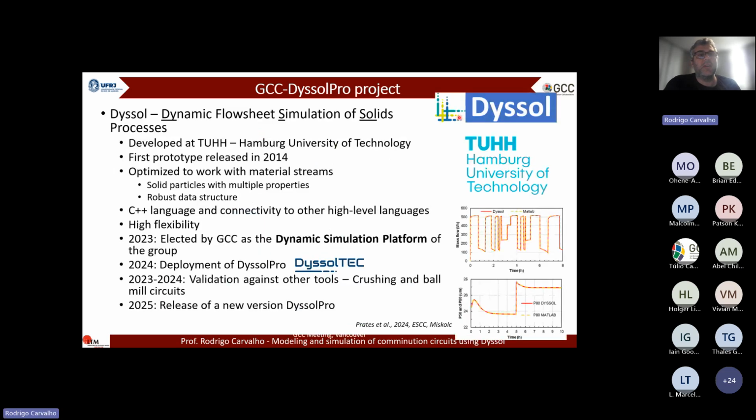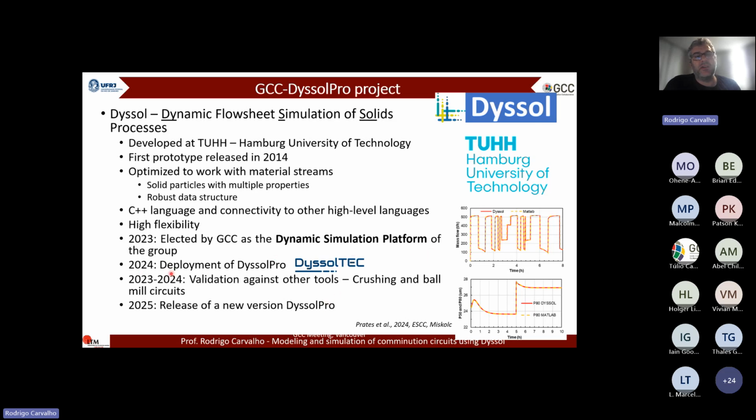So Dyssol is the acronym for the Dynamic Flowsheet Simulation of Solid Processes. It was first developed at the Hamburg University of Technology. The first prototype was released in 2014. It's written in C++ language. It has connectivity to other high-level languages such as MATLAB and Python. We, as the GCC group, elected that as the dynamic simulation platform of the group.